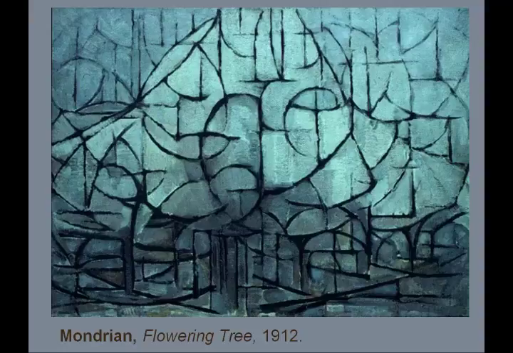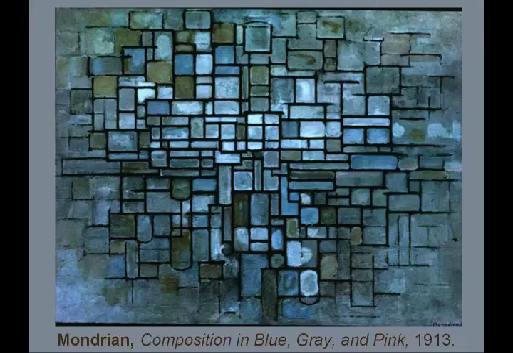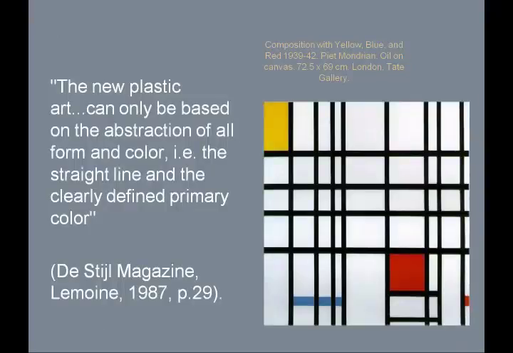Very, very abstracted to the basic elements of the tree, of the way the branches might work. And here we see the emergence of more of that gridded form, but again, look at the color tones, blue, gray, very, very pale pink overlaid on some of the gray. And here on the right, a more familiar piece from the Tate Gallery in London, one of his compositions. This one is Yellow, Blue, and Red of 1939.